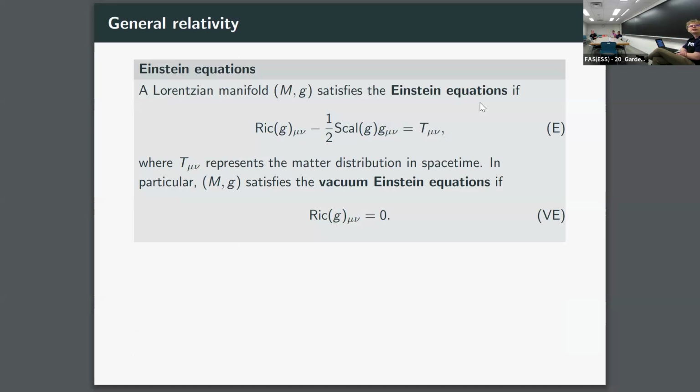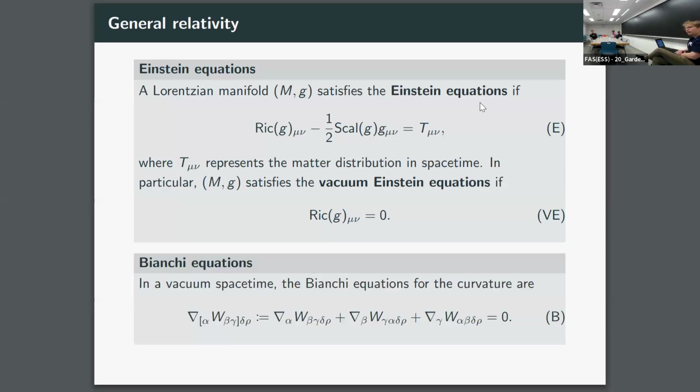Okay, and an obligatory slide with Einstein's equations. Right, we have the Einstein tensor equals the matter stress energy tensor. And in particular, if we set the matter content to 0, we get the vacuum Einstein equation, so Ricci flat spacetimes.